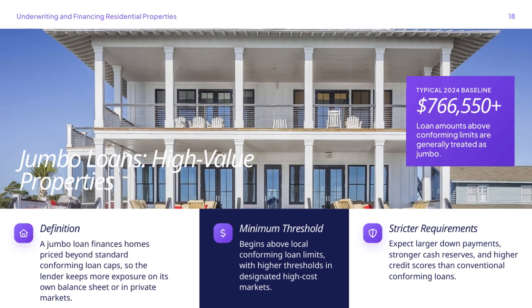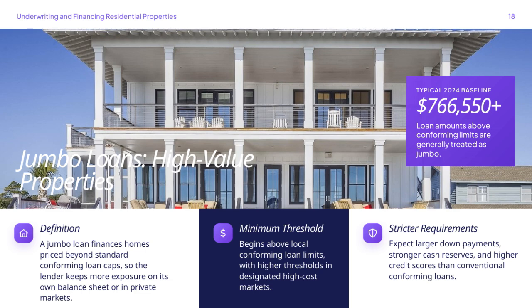Because these loans exceed the typical limits, lenders take on more risk by keeping a bigger exposure on their balance sheets or by selling these loans in private markets. The minimum threshold for a jumbo loan starts above the local conforming limits, and this threshold tends to be higher in designated high-cost markets.